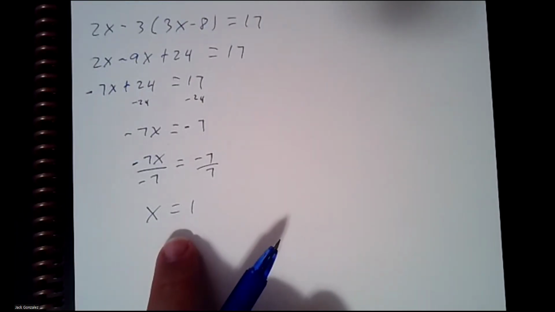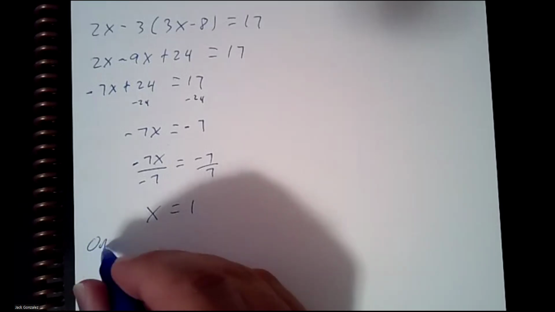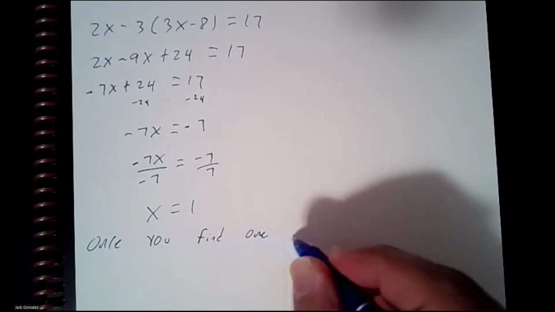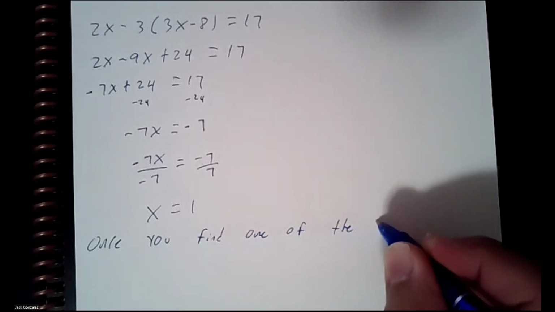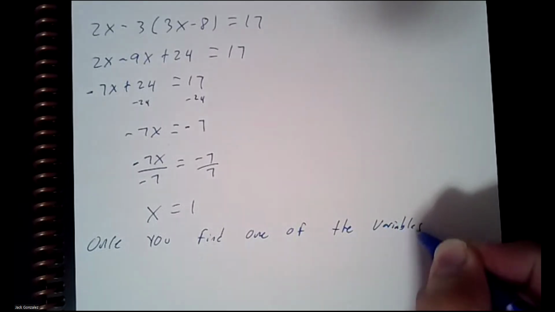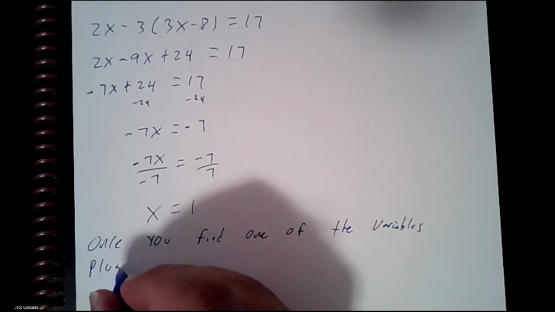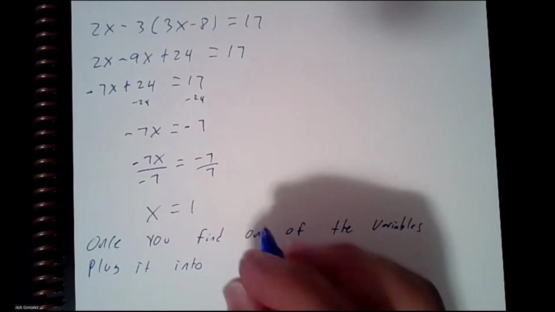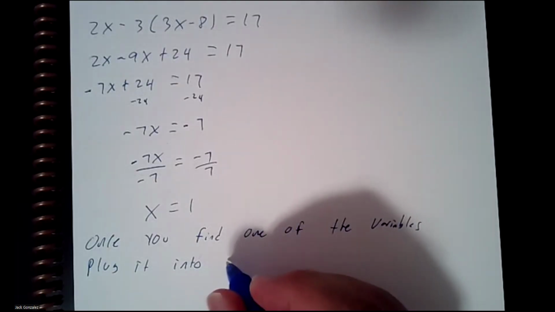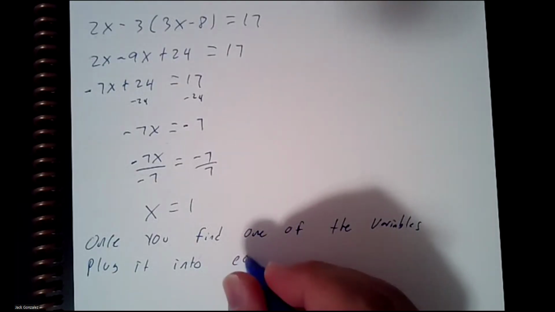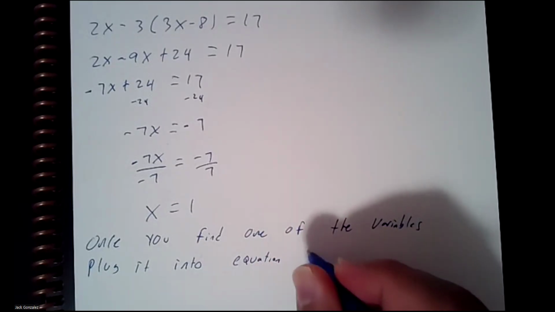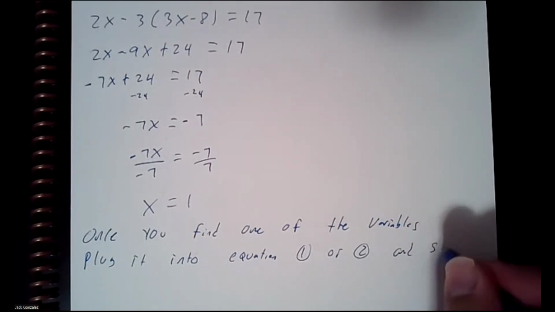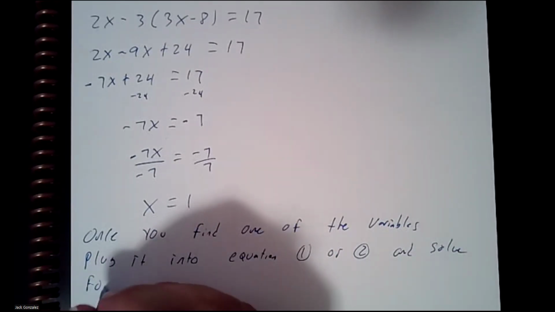So 17 minus 24, that's gonna be what? -7. Divide both sides by -7. So now we have the x variable. So now plug this in, so let me write instructions here. Once you find one of the variables, plug it into equation 1 or 2, doesn't matter which, and solve for the other variable.